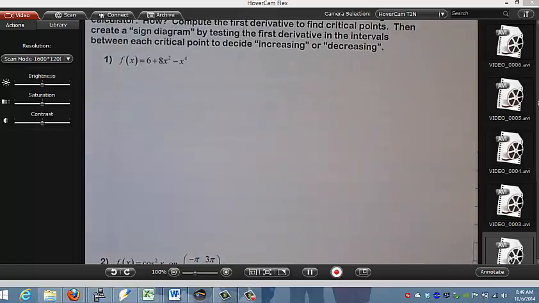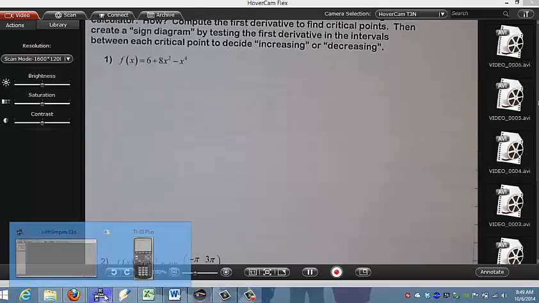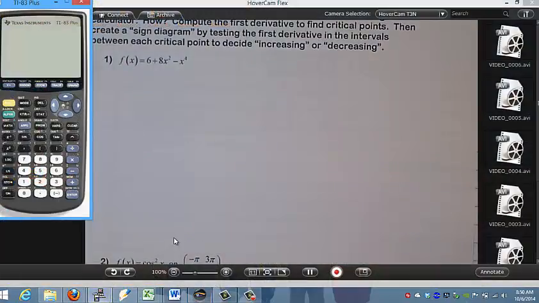I want to sketch a graph of this thing: 6 plus 8x squared minus x to the fourth. I don't have a calculator. Well, that's a lie. I have one right here. But let's say I don't.